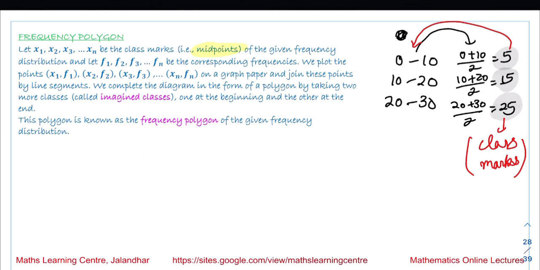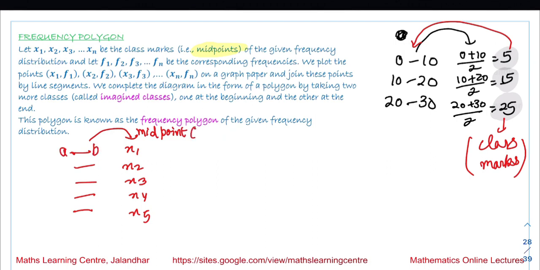So let x1, x2, x3, xn be the class marks of the given frequency distribution, and let f1, f2, f3, fn be the corresponding frequencies. Some intervals are given to us, and corresponding to them the class marks are x1, x2, x3, x4, x5. Class marks means midpoint. Midpoint means if the interval is a to b, the midpoint is a plus b by 2.